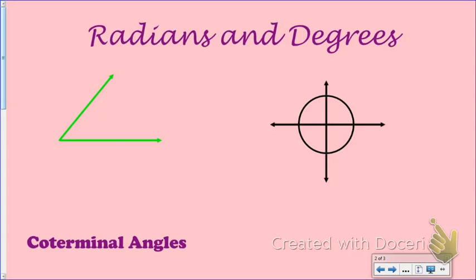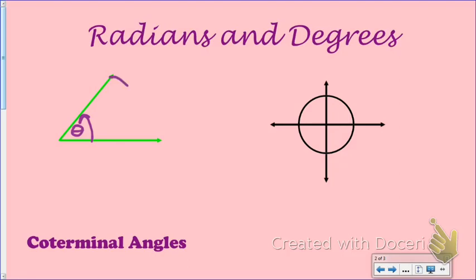Okay, so every angle that you graph, you can name using two different measurements. You can either measure it in degrees, which is what all of you are used to, or radians. Degrees is what we're used to: if I were to measure this angle from the initial side to the terminal side, that theta, that's my degrees, the number of degrees it takes to get from the initial side to the terminal side.